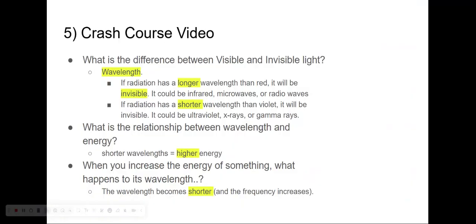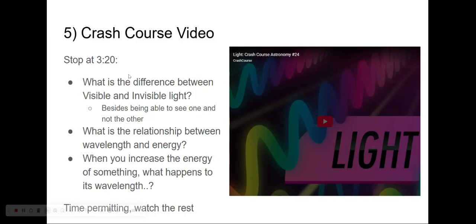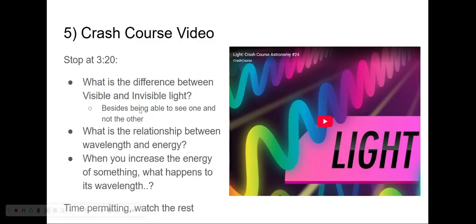Cool. And here's some of your answers here, guys. And remember, what is the difference between visible and invisible light? Well, obviously, one you can see and the other one you can't. But more importantly, and what you need to know, the difference is wavelength. If it's shorter than violet, we can't see it. If it's longer than red, we can't see it. It comes down to wavelength. What is the relationship between wavelength and energy? Well, the shorter your wavelength, the higher your energy. And if you increase the energy of something, what happens to its wavelength? The wavelength gets shorter. Shorter wavelength, higher energy.